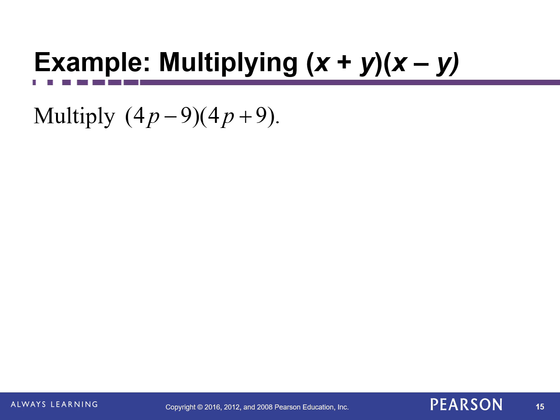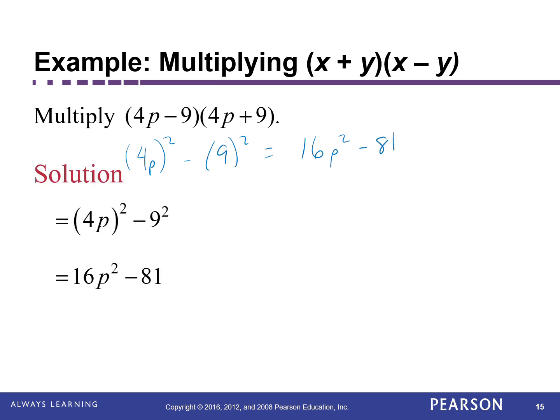Now, let's multiply this. We have 4p minus 9 times 4p plus 9. And we can always FOIL. We can always do first, outside, inside, last and get it. But if we use our special binomial product, because this is a difference of two squares, I should just be able to square the first term and then subtract and square the second term. Okay, because it's a special product. So it should be 16p squared minus 81.